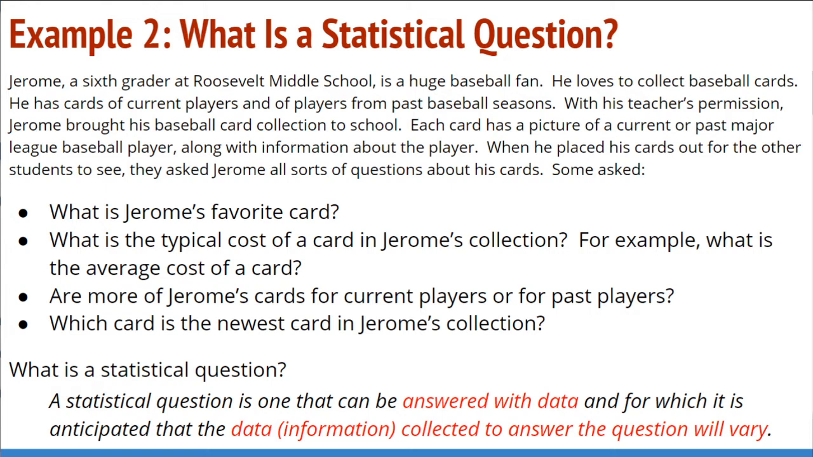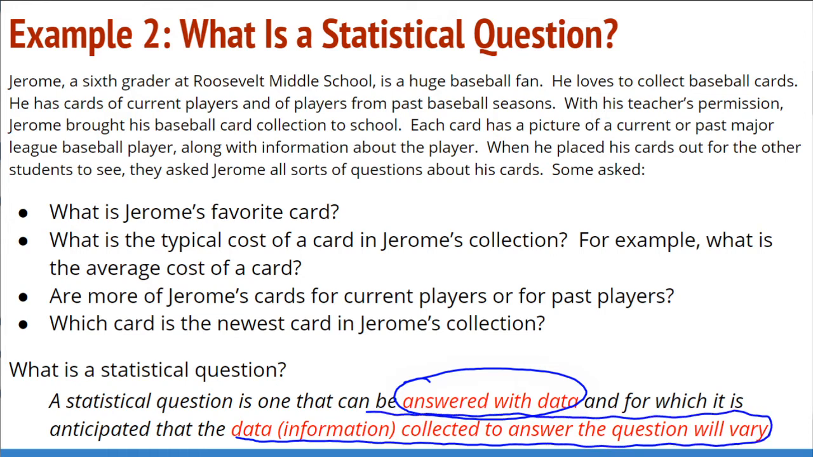So there are 2 things that make a question a statistical question. The first, we can answer the question by collecting data. That gets us halfway there. And when we say data, we mean information. We collect information to answer the question. That's half of it. The second half is that we expect that our information, our data, will have some variability in it. It will vary.